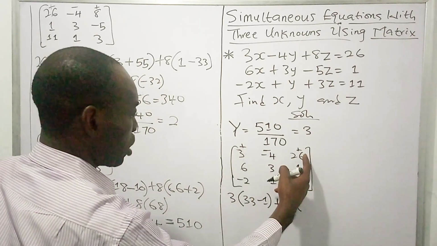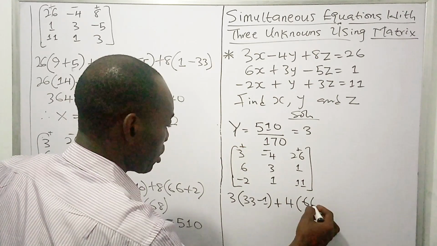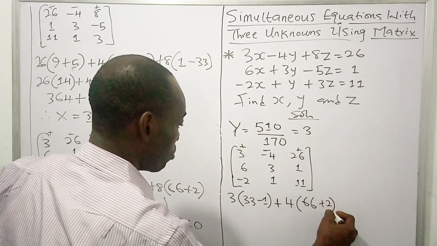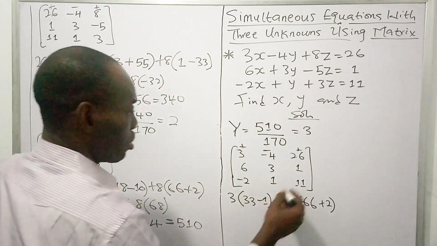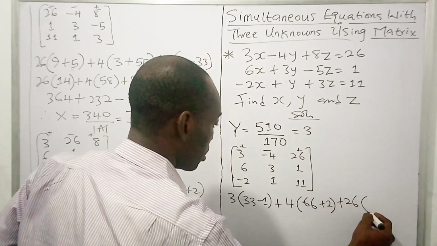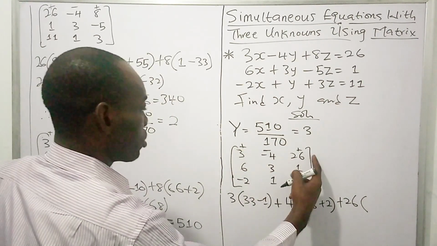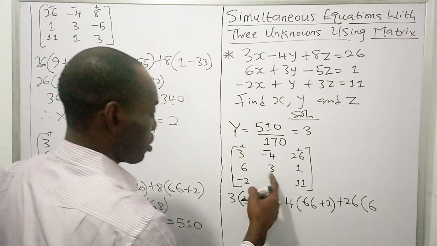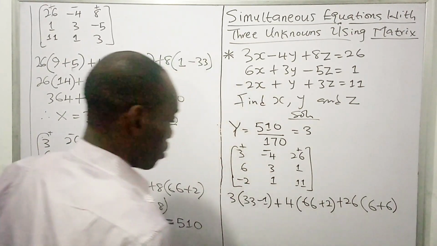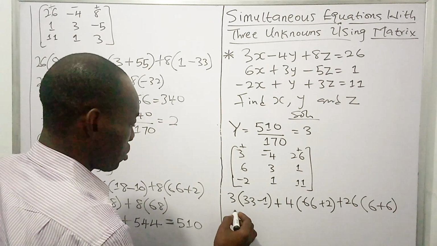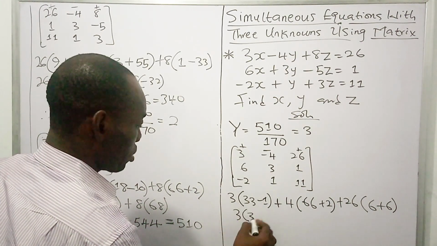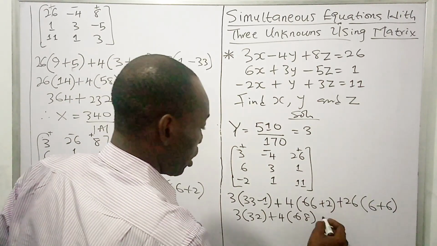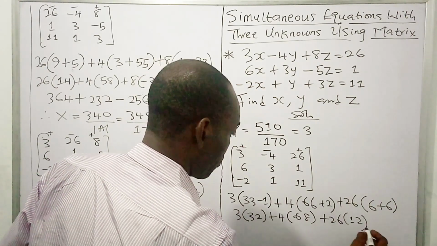We close here and close here up. 6 times 11, that's 66. Then minus 2 times 1, that's minus 2, and that becomes positive 2 by virtue of the subtraction sign between them. Then here, y here is plus 26 in brackets. Now we close here and close here up. We multiply 6 times 1, that's 6. Then minus 2 times 3, that's minus 6, and it becomes positive 6 by reason of the subtraction sign again. So this gives us 3, and here becomes 32. Here is 4, and here becomes 68. And here is plus 26, and here becomes 12.